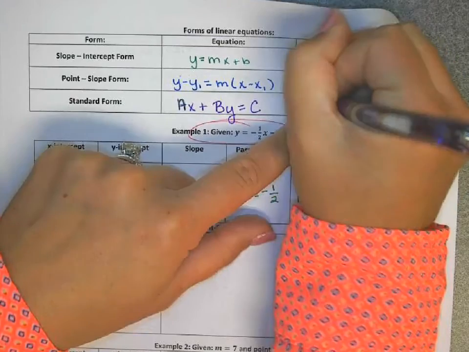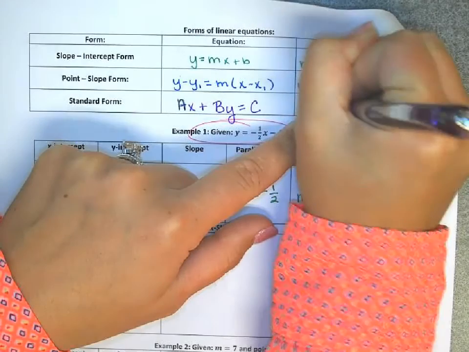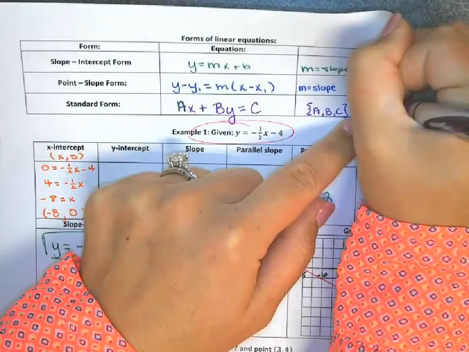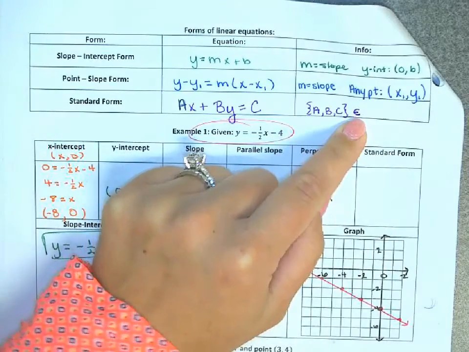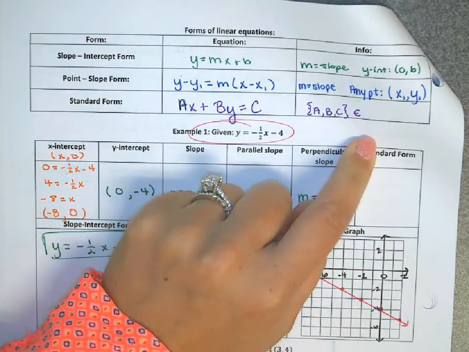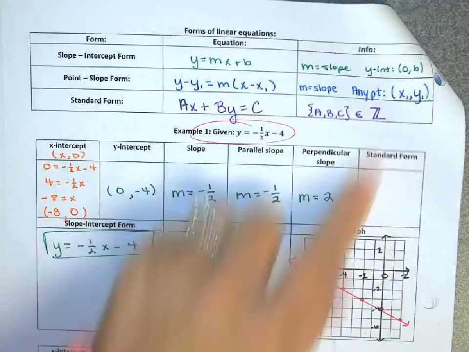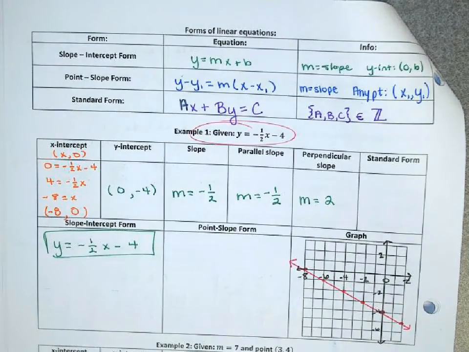Now, it is important that you represent those as capitals, okay? Because a, b, and c, that set of numbers has to be an element of, okay? So a, b, and c have to be a part of the set of integers. There are those number sets that we talked about in Unit 1.